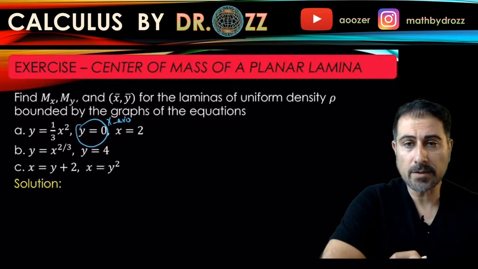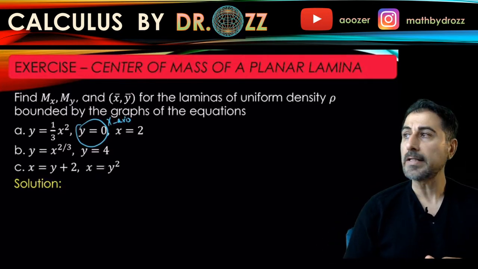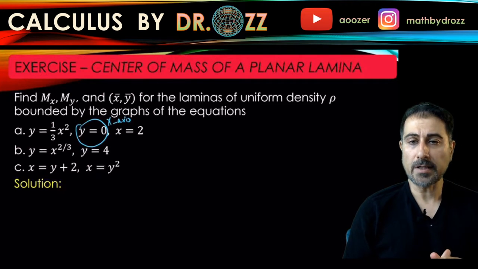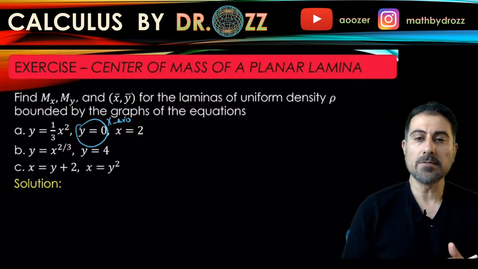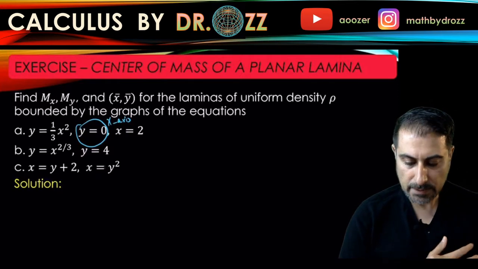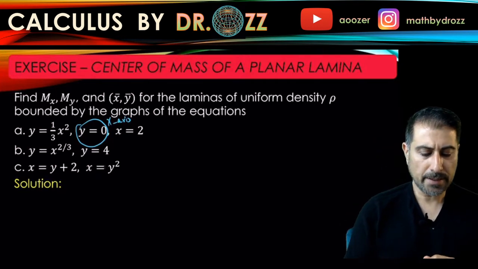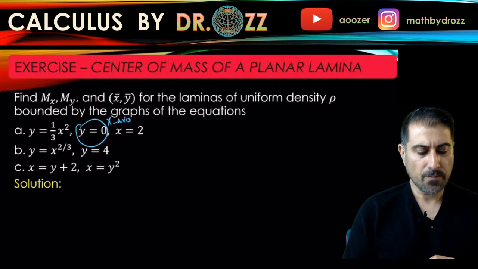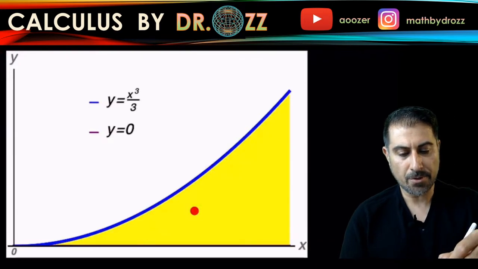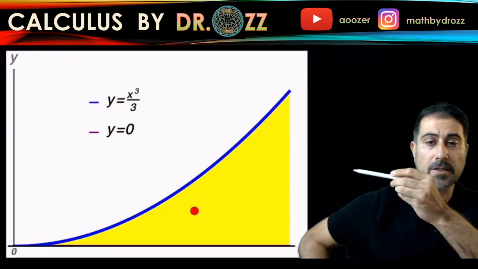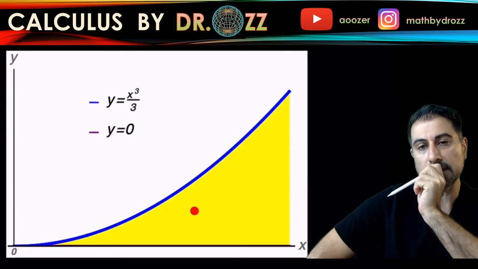First of all, why don't you have your graphing calculator ready and try graphing y equals 1 over 3 x squared from 0 to 2 and see what you get. In the meantime, I'm going to show you what I got here. This is a lamina, and this is the region being talked about, the yellow part, and we're going to try to locate that red dot over there, which is the center of mass.